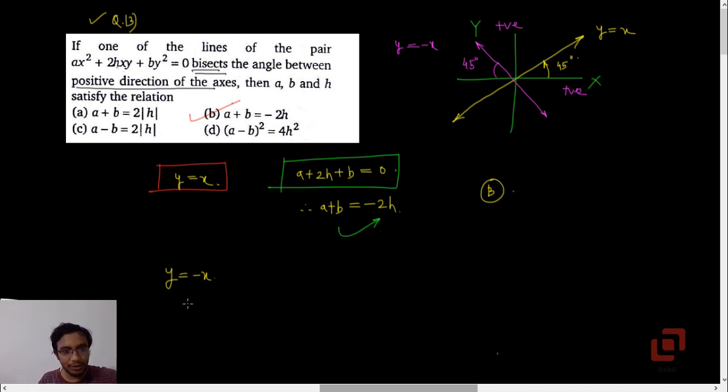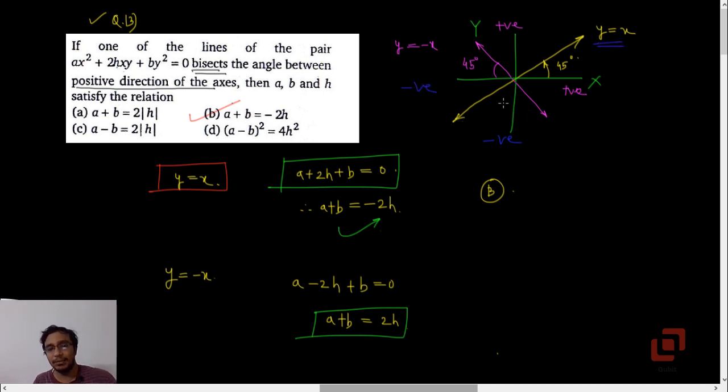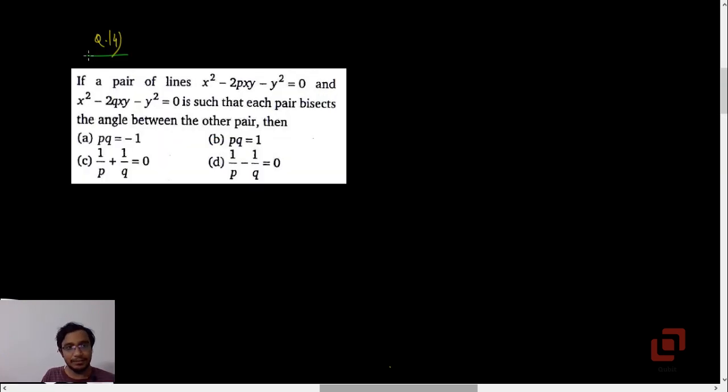But just in case if you want that, we can just get the condition. It will be a minus 2h, because y is minus x, plus b equal to 0. So here a plus b will be equal to 2h. So for positive direction, a plus b should be minus 2h. For one positive and one negative, it will be a plus b equal to 2h. Now both positive and both negative mean one and the same thing, because these are the negative directions and it's the same line y equal to x that is going to bisect the angle between the negative direction of the axis.